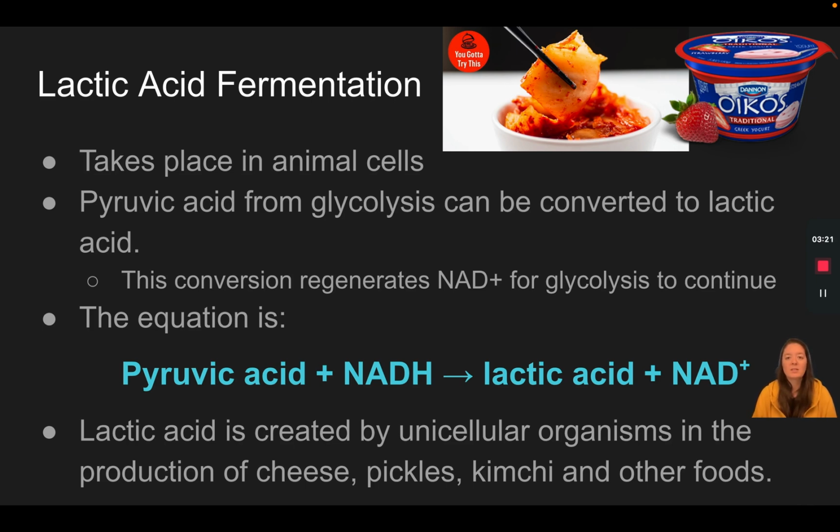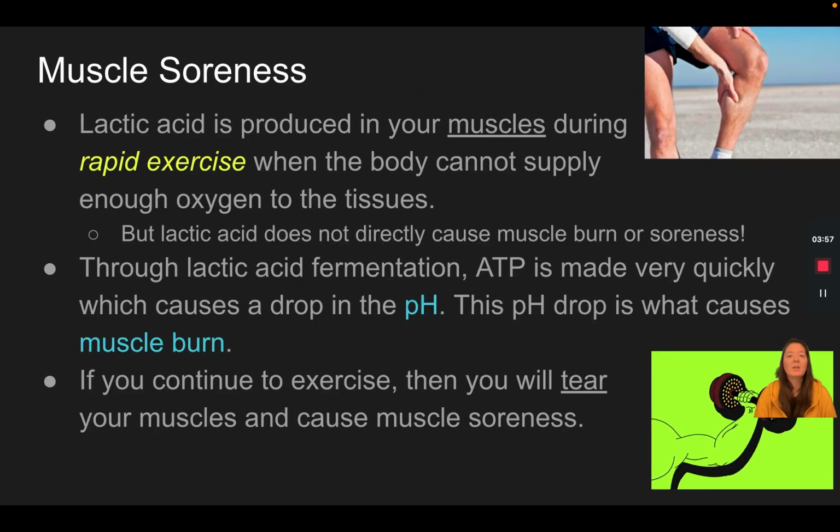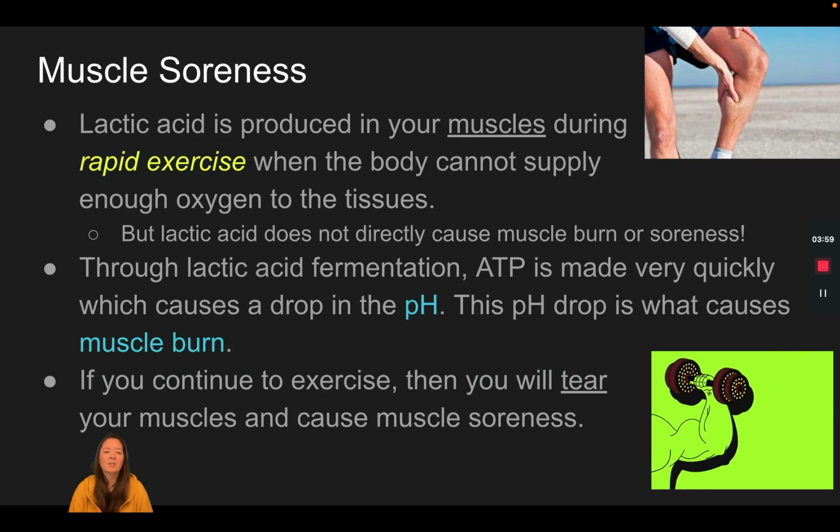Pyruvic acid from glycolysis can be converted into lactic acid. This conversion, or changing from pyruvic acid into lactic acid, again takes the hydrogen off the NADH, turns it into NAD plus, and that resulting acid. Lactic acid is created by unicellular organisms in things like cheese and pickles and kimchi and other tasty, tangy foods. And so we have to thank anaerobic respiration for all of those tasty foods that we like to enjoy. We also see it as the reason why we get sore after a workout.